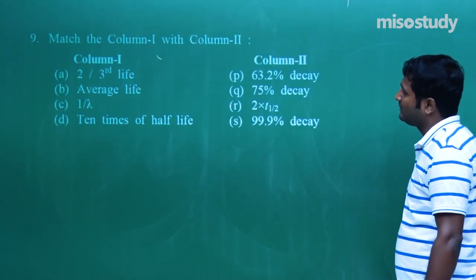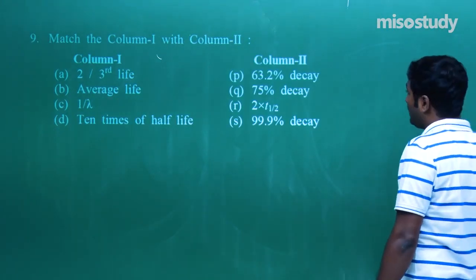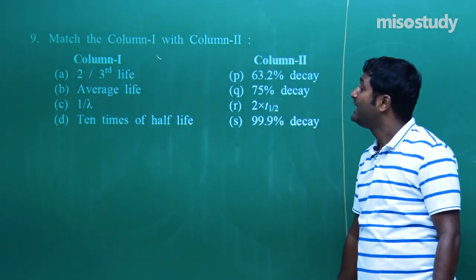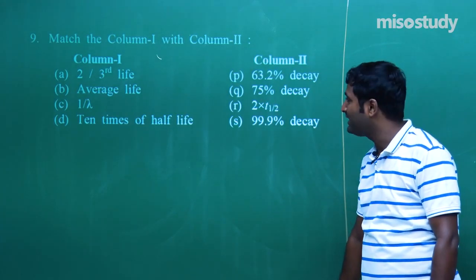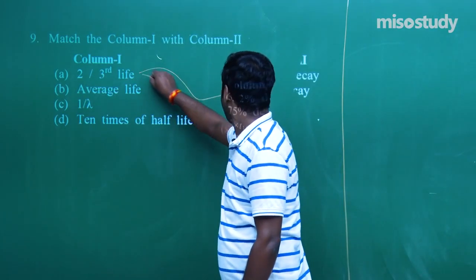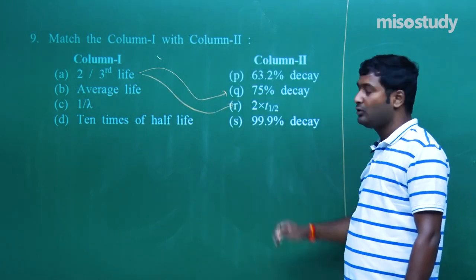What is the next question? Match the following. This is one of the simplest questions. You can easily solve such kind of questions, my friend. Tell me what will happen in this case. Check it out. 2/3 life. 2/3 means 75%. That is, the answer will be 75 or 2 into 2 half lives, that is 2 into T half.